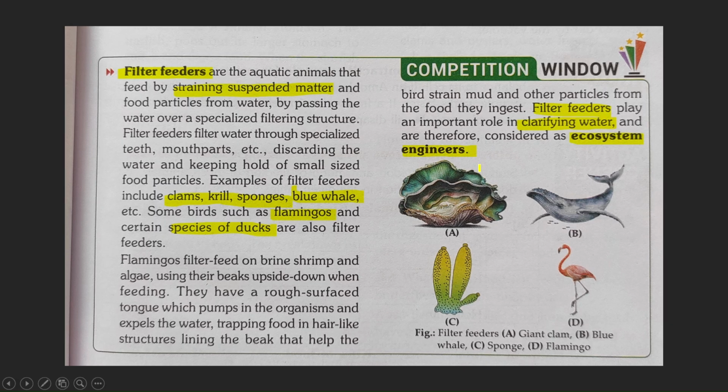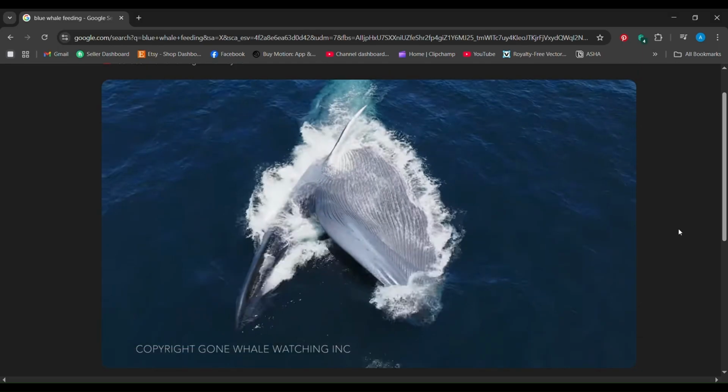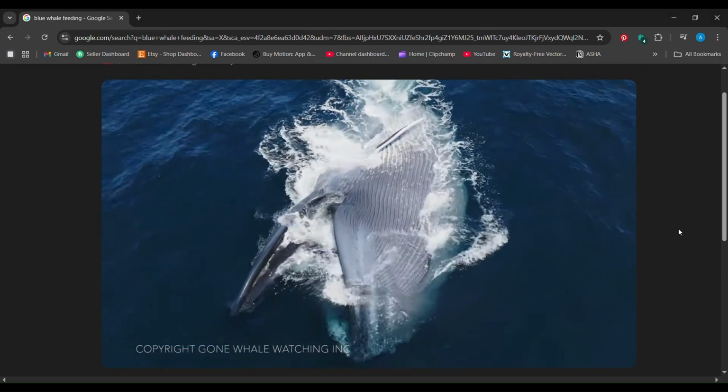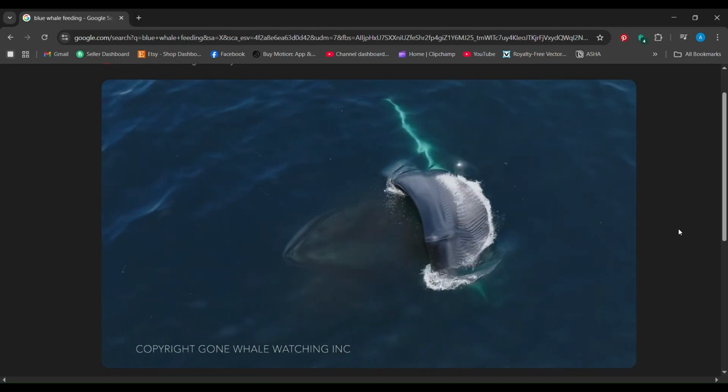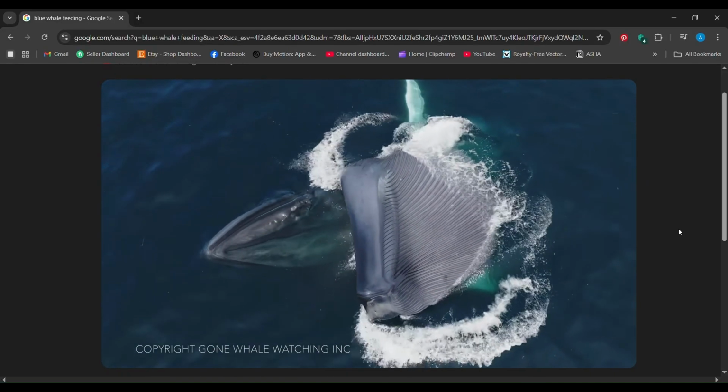Ecosystem engineers, filter feeders. So I have just included a video of a whale feeding. You can see the blue whale feeding. Wow, it looks so unreal, like an AI-generated video.